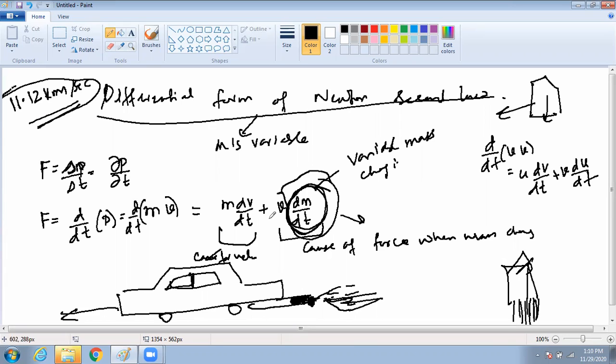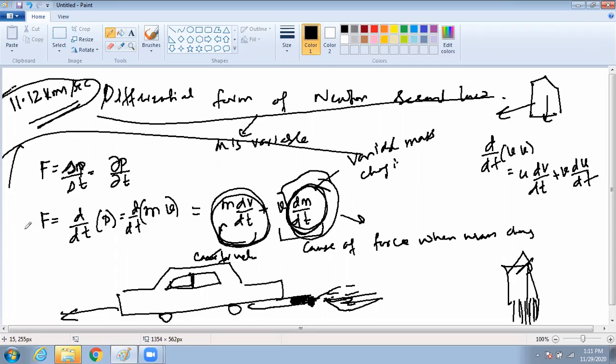So escape velocity. This quantity is actually responsible for a body to increase velocity. I'm just giving rocket as an example. Understood? Write down. This is very important. They might ask you this one. You just have to do this much and keep it. That's the differential form of Newton's second law.